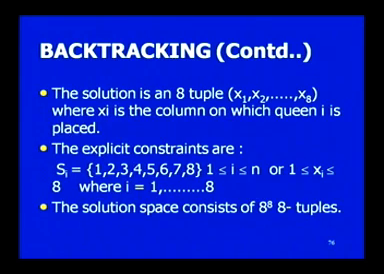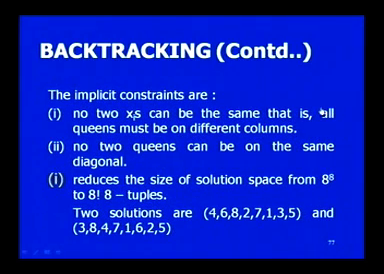So, we are forced to introduce certain implicit constraints. So, the constraints are dictated by the game of chess. Since this 8 queens problem involves placement of 8 queens on a chessboard, we assume that according to the rules of the game, no two queens can be placed in the same column or row.